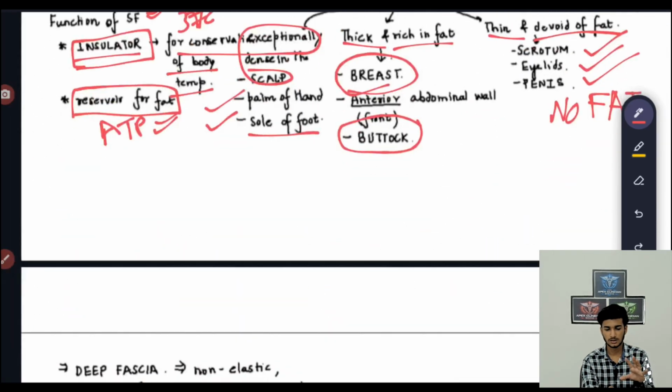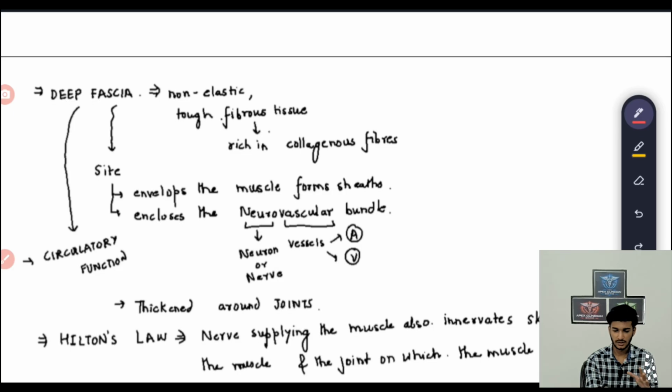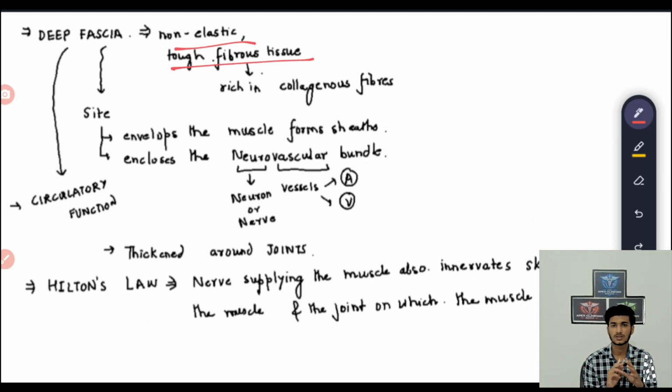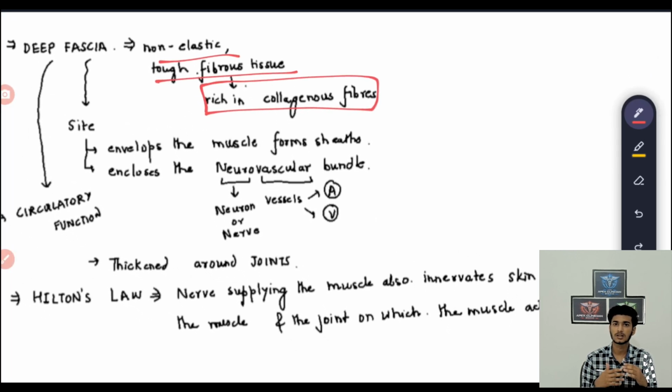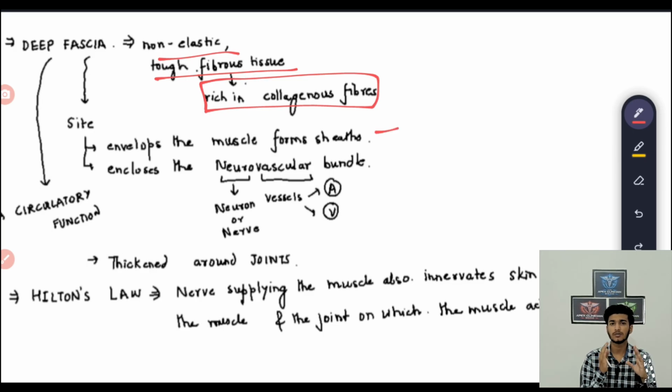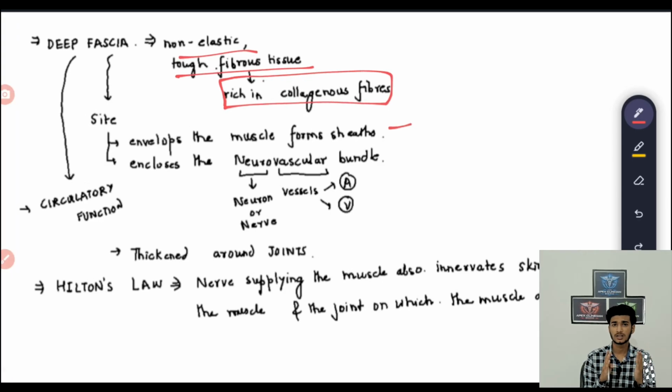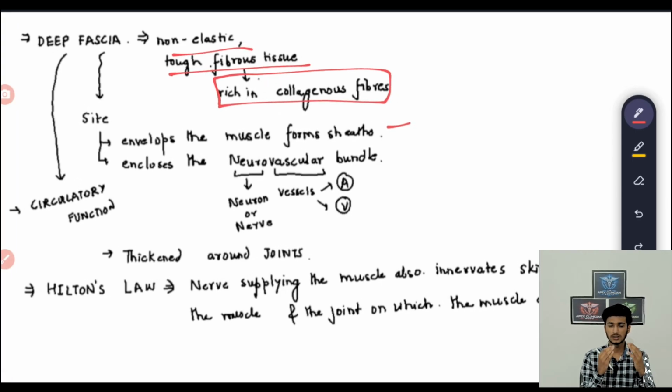This consists of non-elastic and tough fibrous tissue and is rich in collagenous fiber. It is present below the superficial fascia, and it envelops the muscles and gives the connectivity of the muscles to the organs. So what is present between the muscles and organs? This is the deep fascia that occurs there.